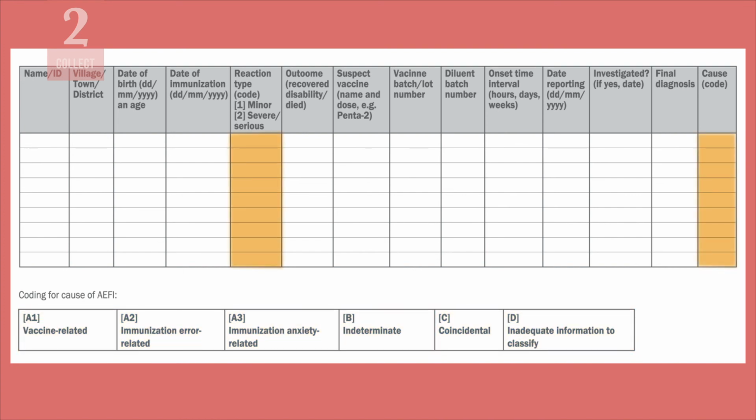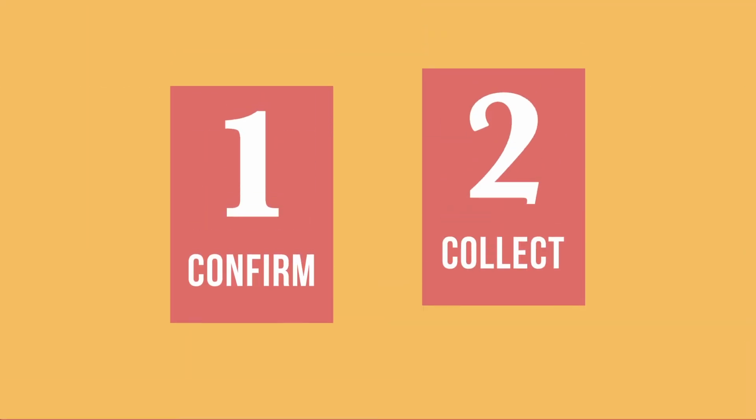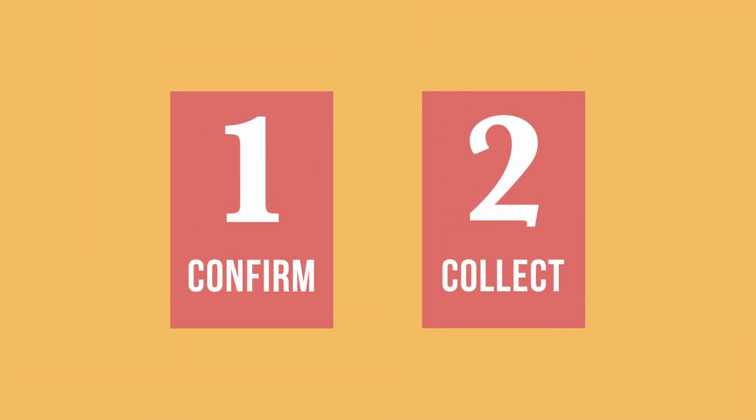Establishing codes for a line list, such as reaction type and cause, helps simplify data entry and analysis. However, codes on the form should be double-checked to make sure the appropriate code was selected. You now know how to confirm and collect AEFI case data in a line list.